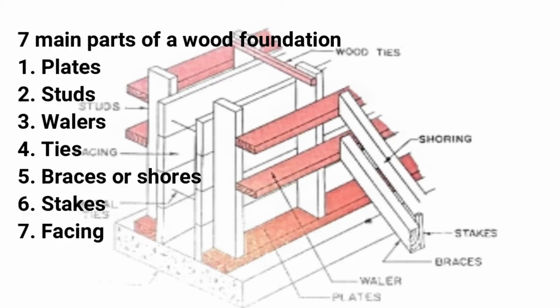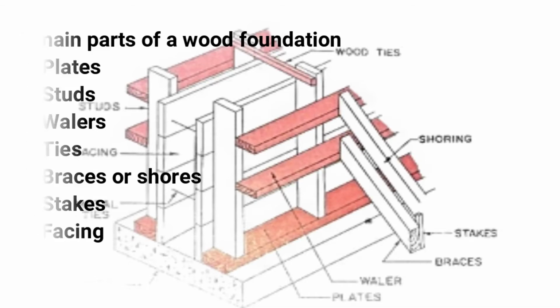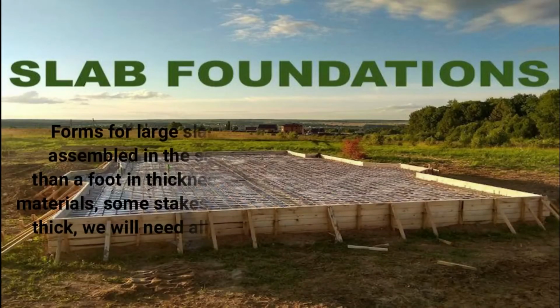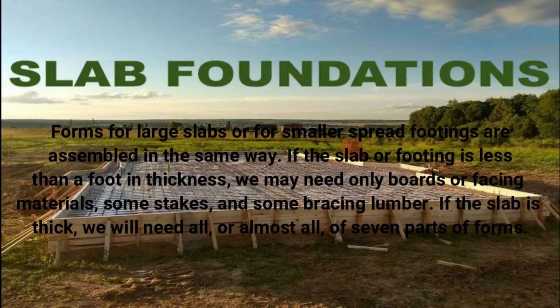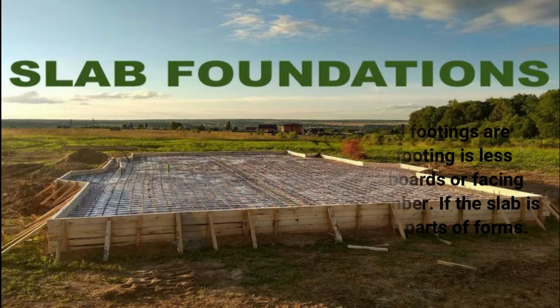Form parts. 7 main parts of a wood foundation form: plates, studs, wailers, ties, braces or shores, stakes, and facing. Forms for a slab foundation. Forms for large slabs or for smaller spread footings are assembled in the same way. If the slab or footing is less than a foot in thickness, we may need only boards or facing materials, some stakes, and some bracing lumber. If the slab is thick, we will need all, or almost all, of the 7 parts of forms.